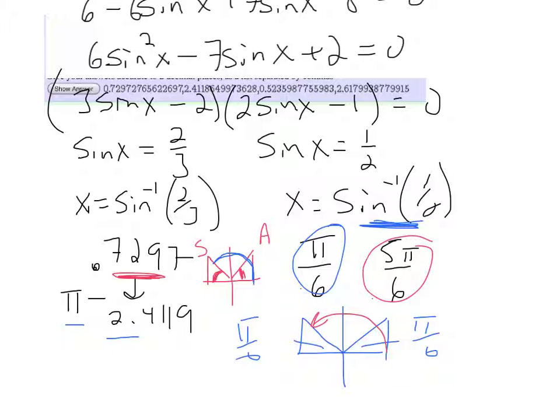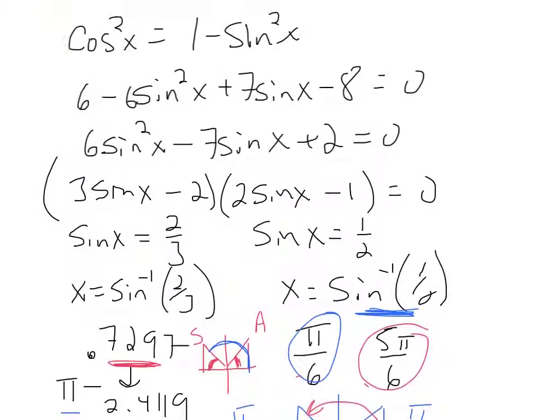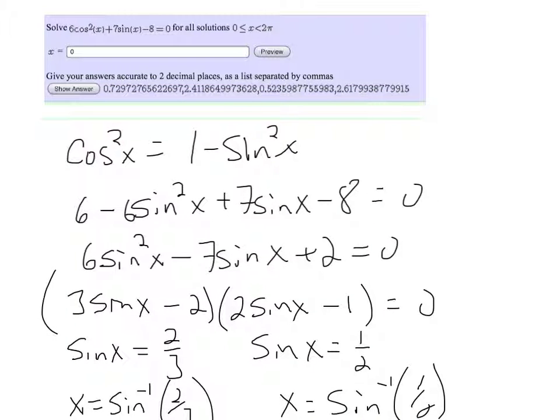If you wanted to do this graphically, you could just put this in your calculator. Then since it's equal to 0, just look for where it crosses the x-axis. Make sure that you're looking at 0 to 2 pi, right? So you'd only want answers in this range.